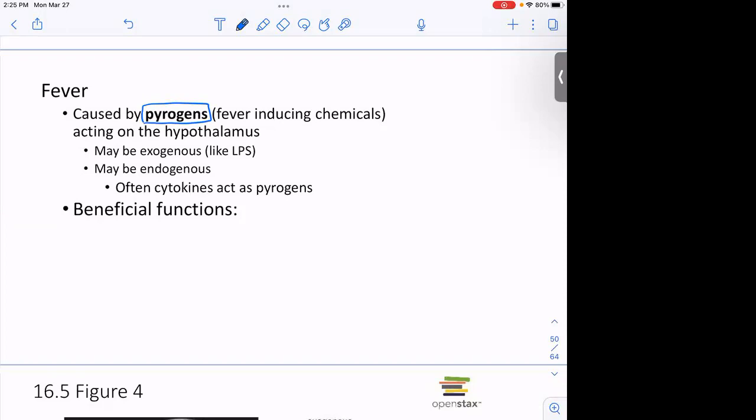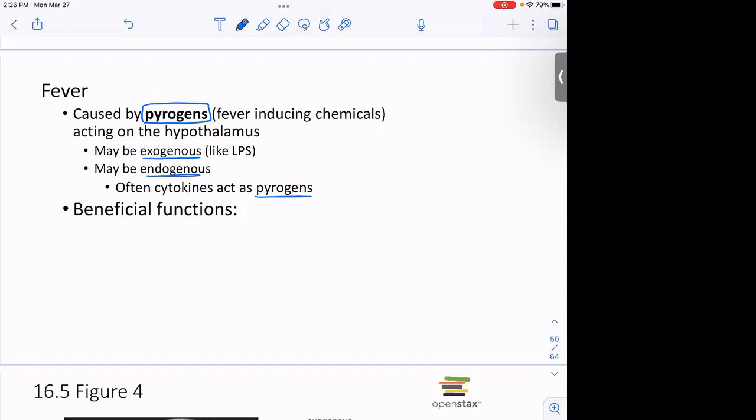Okay, so what kind of things can act as a pyrogen? It might be something that we encounter from our environment. So again, like a bacteria, that would be an exogenous pyrogen. Once that bacteria enters our body and enters our cell, then we would consider it endogenous. Sometimes parts of pathogens act as pyrogens, but very often it's our body's response to those pathogens, and it's our cytokines themselves that we release in our immune system that act as pyrogens.